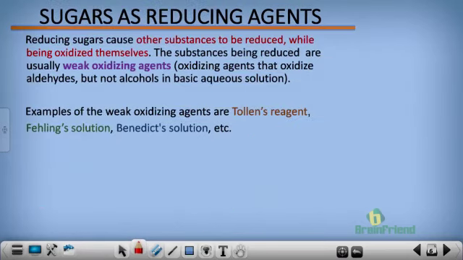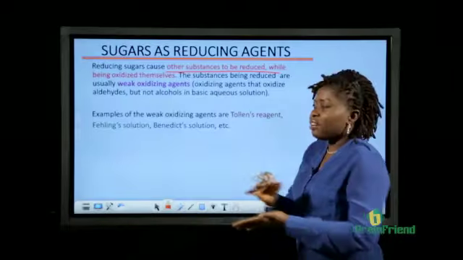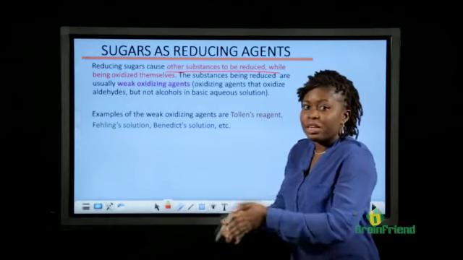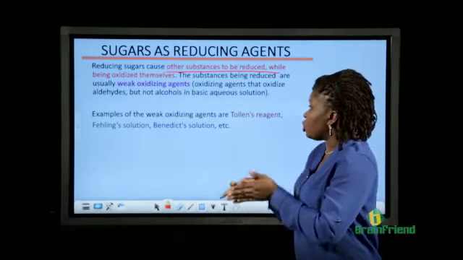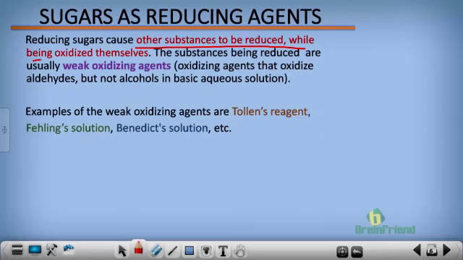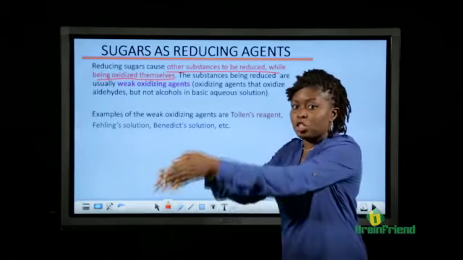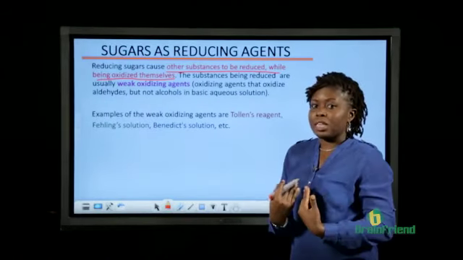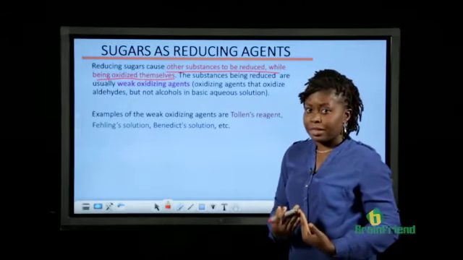Now, reducing sugars are so because, remember what we explained earlier, they cause other substances to be reduced. Whatever substance they are in a reaction with, they cause those substances to be reduced while being oxidized themselves. We said reducing agents will cause other substances to be reduced while they themselves will be oxidized.